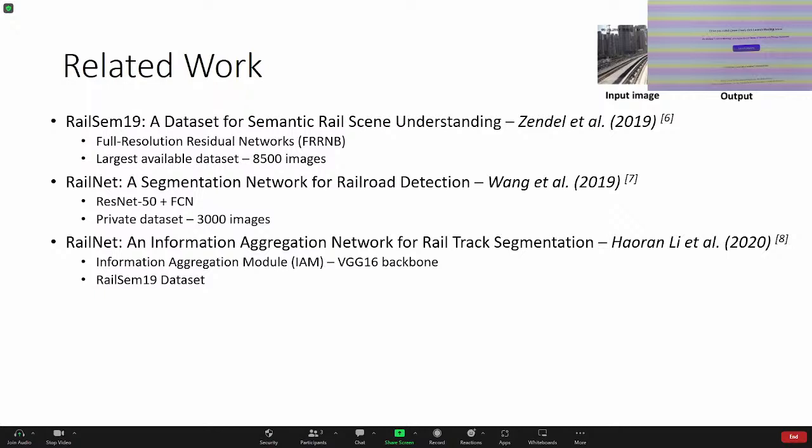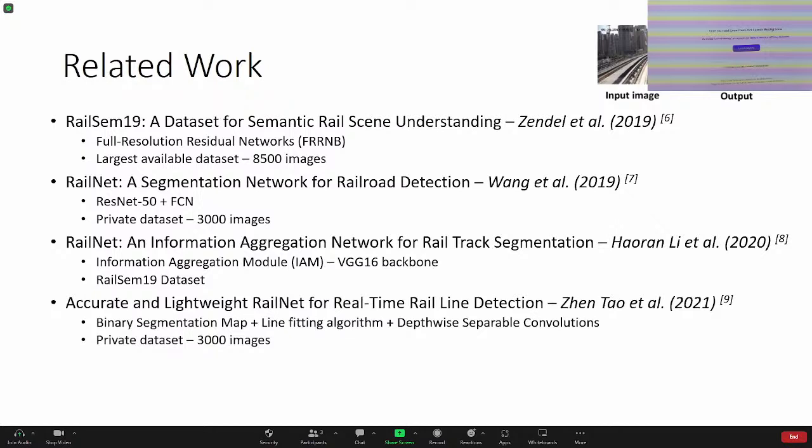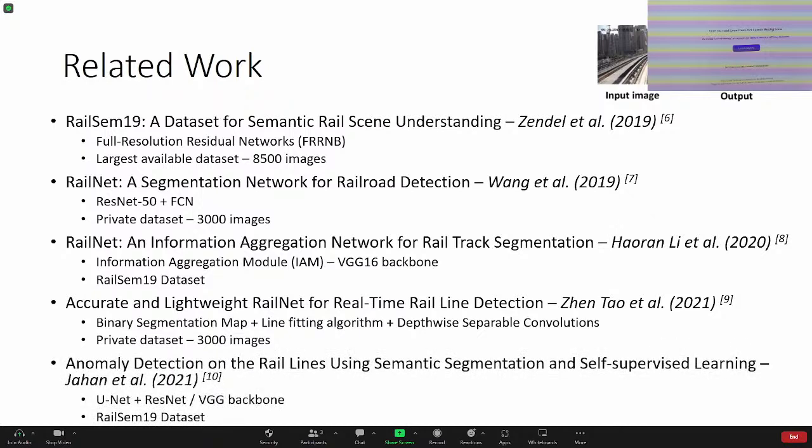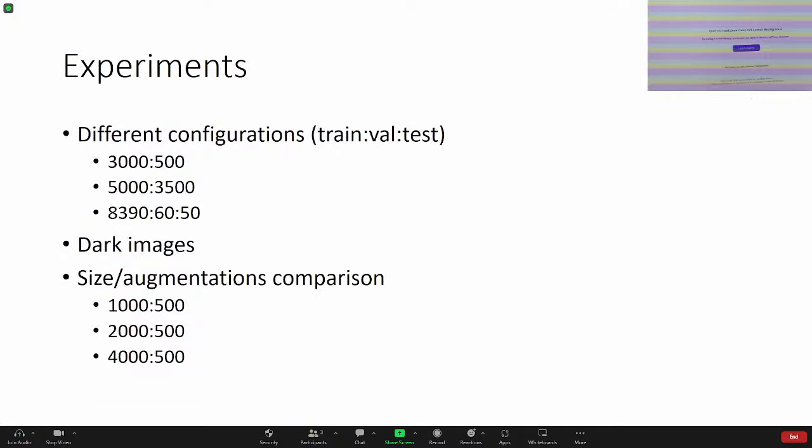The third and last RailNet enhances the result of the segmentation using a line fitting algorithm, which better maps the predictions to the real-world ground truth. Furthermore, they use depthwise separable convolution in order to reduce the computational cost. The last approach uses a UNet-like architecture, but swaps the classic encoder path with either a ResNet or a VGG backbone. We compare ourselves with the methods tested on RailSem19.